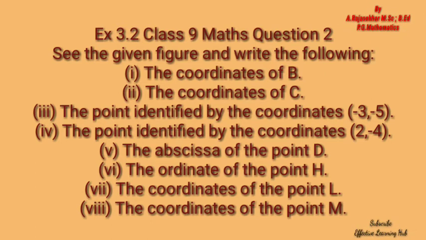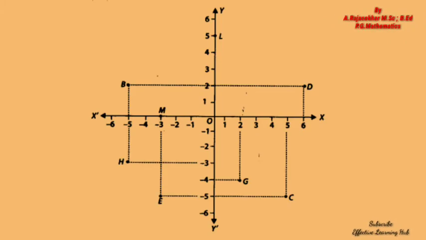Coordinates of the point means x-axis and y-axis value. Abscissa of D means write the x-axis value only. Ordinate means write the y-axis value only. Now see the given figure. See x', y'. Points are given: A, B, C, D, E, H, M.